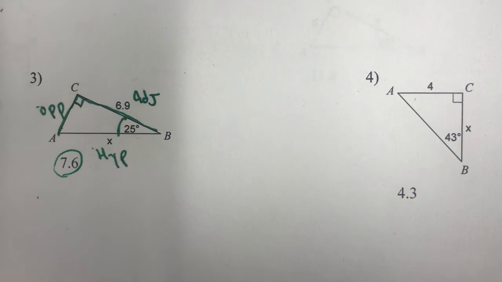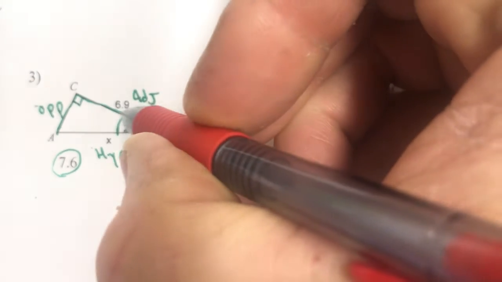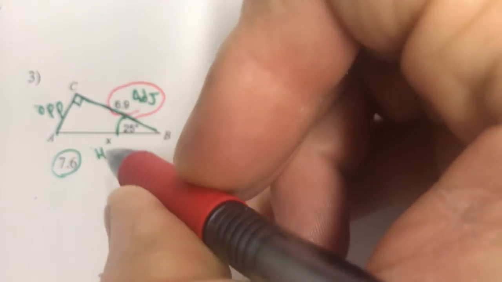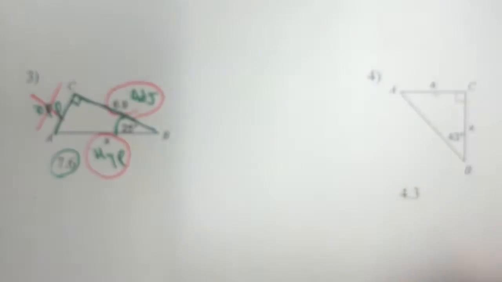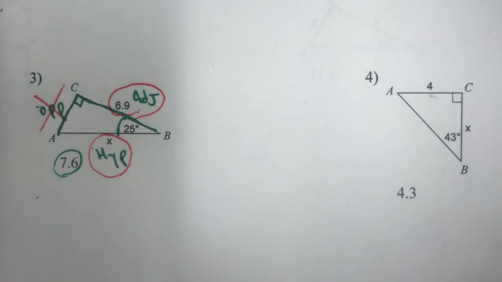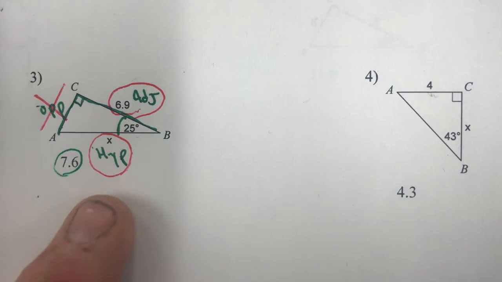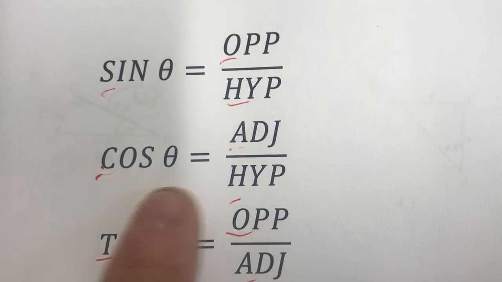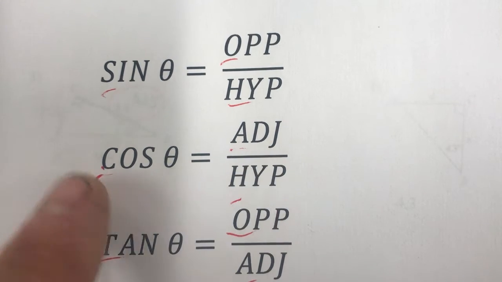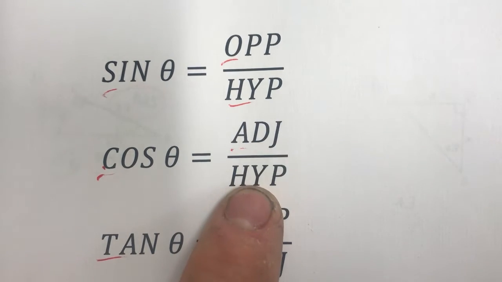Okay? Now, one of these we're not concerned about at all. It looks like I'm concerned about this one because there's a 6.9, and there's x. There's nothing here, so I don't care at all about the opposite in this problem. I'm concerned about the hypotenuse and the adjacent. That's cosine: adjacent over the hypotenuse.